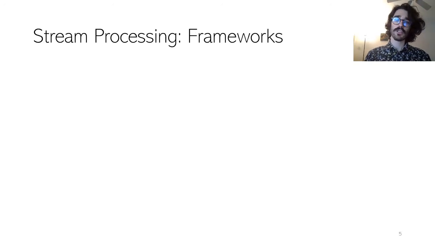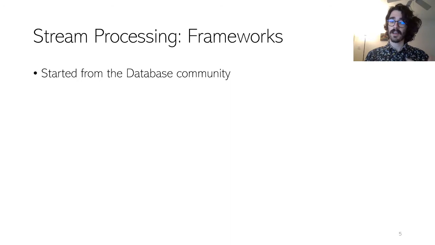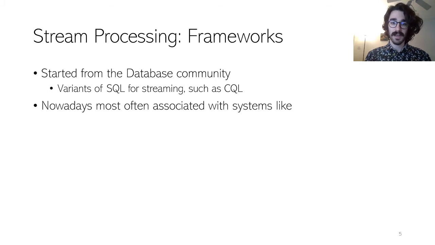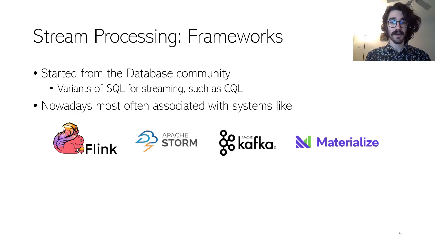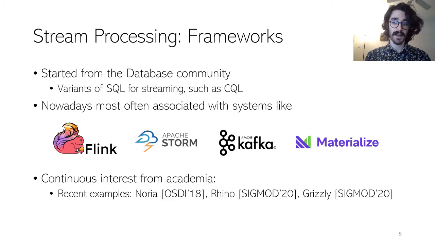Stream processing started from the database community with variants of SQL for streaming. But nowadays, it's most often associated with stream processing systems like Flink, Storm, Kafka, and Timely, which is developed by Materialize, the company behind it. And there's also continuous interest from academia. For example, these are some recent papers that were published in top-tier conferences on stream processing.